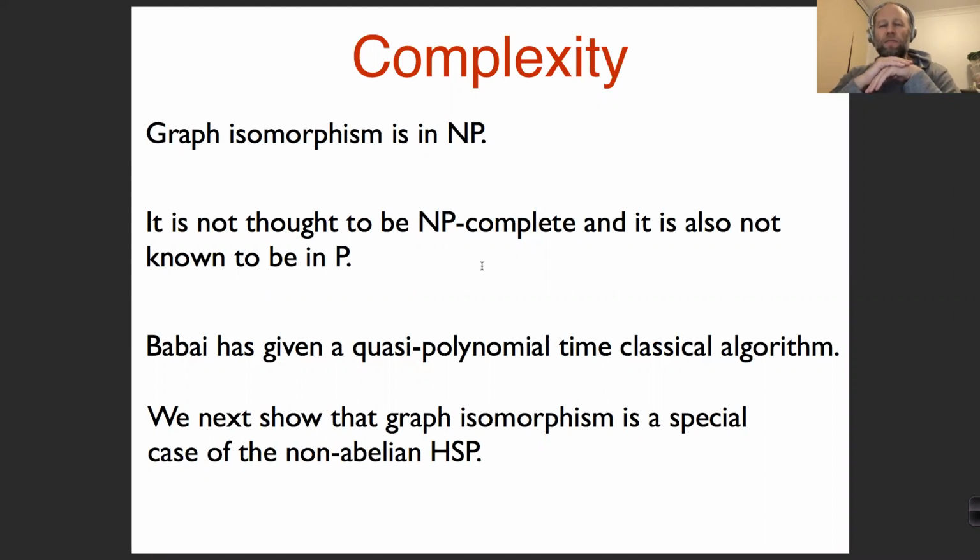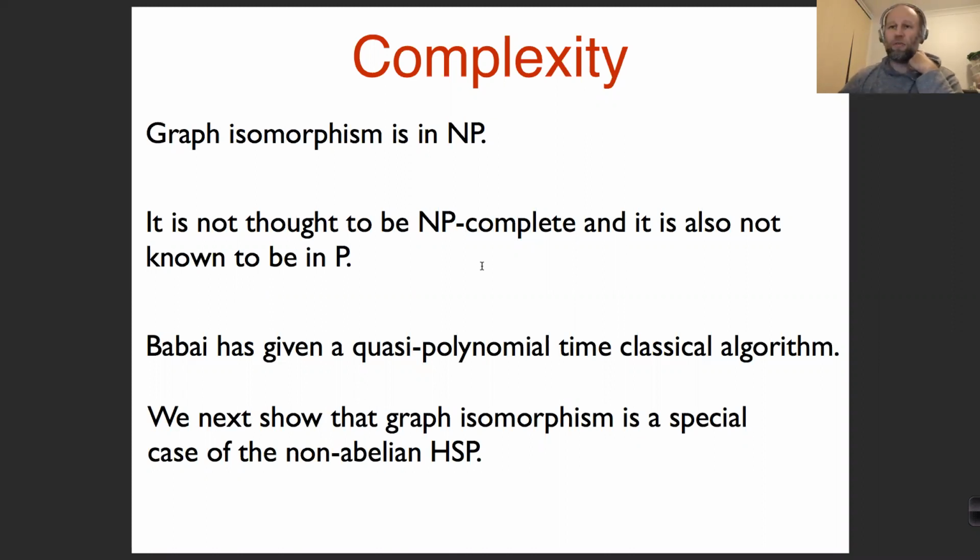And well, a few years ago, Babai actually gave a classical algorithm for graph isomorphism that runs in quasi-polynomial time. Okay, so that shows that graph isomorphism is almost in polynomial time. So it can be done with this quasi-polynomial time algorithm.